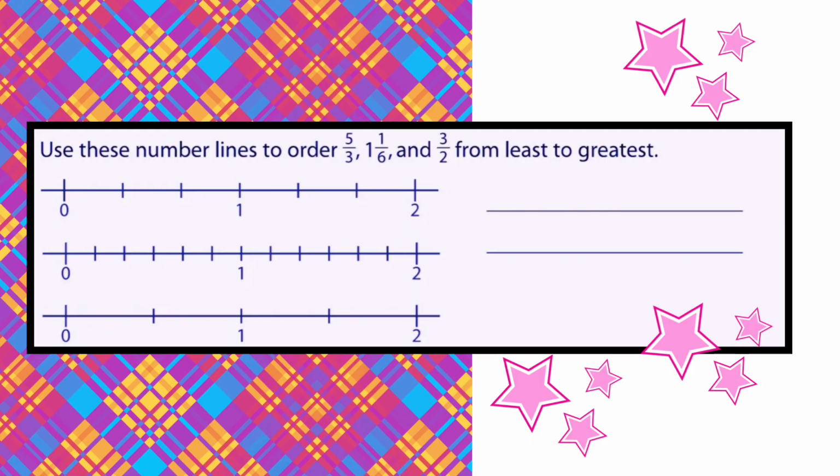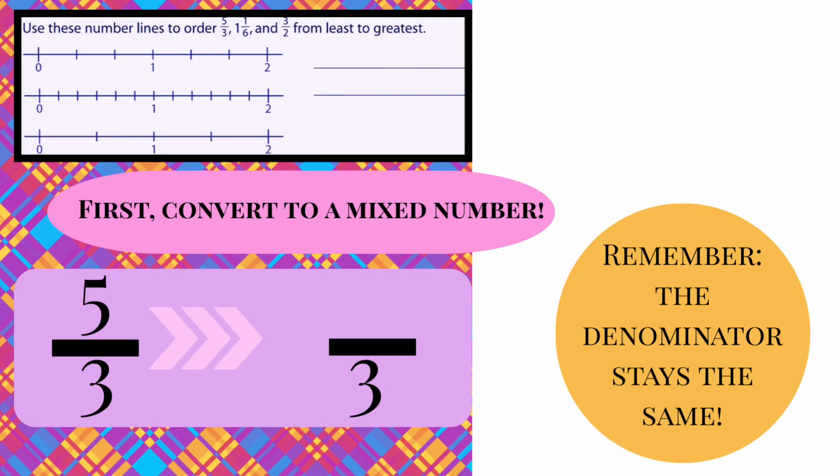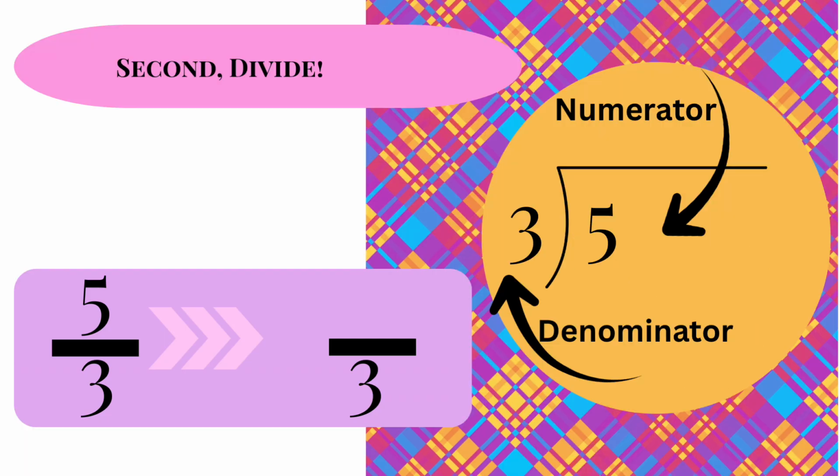Let's work through an example where we need to order 3 fractions from least to greatest: 5/3, 1 1/6, and 3/2. Using number lines makes this comparison much easier to visualize. We'll start by looking at 5/3, which is an improper fraction. To compare it with the other numbers, we need to convert it into a mixed number.